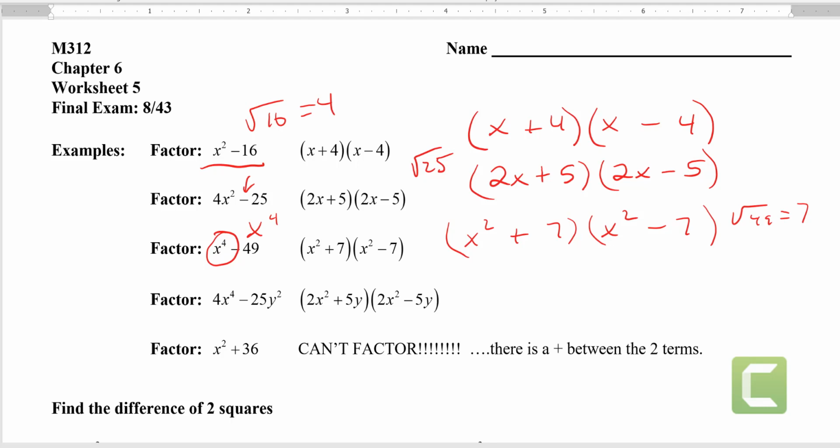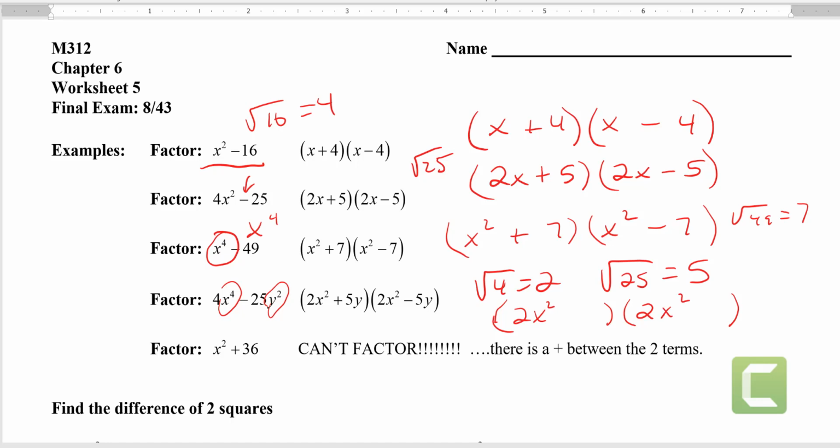Okay, so this one, this has got everything in it. So the square root of 4 is 2, and the square root of 25 is 5. Okay. And then it's x to the 4th, and it's y squared. So you're going to put two parentheses here. And you're going to go square root of 4 is 2, so it's going to be 2 and 2. And it's x to the 4th, so it's going to be x squared. And the square root of 25 is 5. And the square root of y squared is y. And plus and minus. Okay, that's the answer.